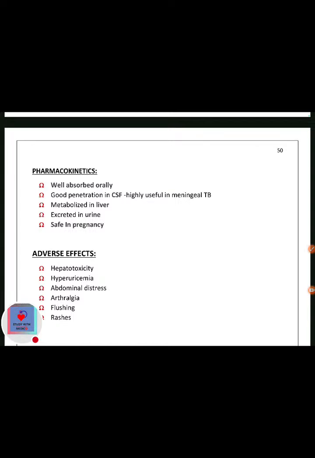This is for informational purposes only. For medical advice or diagnosis, consult a professional.